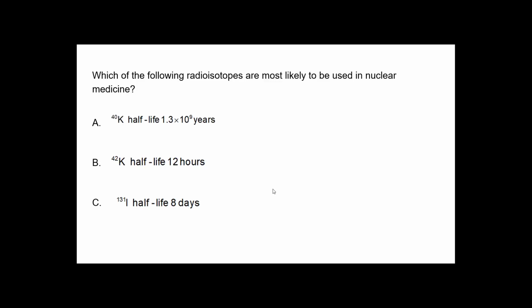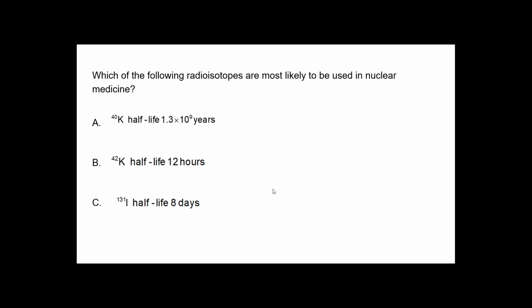All right, which of the following radioisotopes are most likely to be used in nuclear medicine? Well, we want ones that are short. So right off the bat, you can tell that A is not going to be it. Off the top of my head, I think that's 1.3 billion. So we don't want that. The isotope will last longer than we will live.